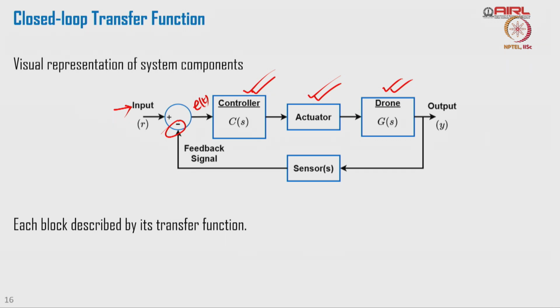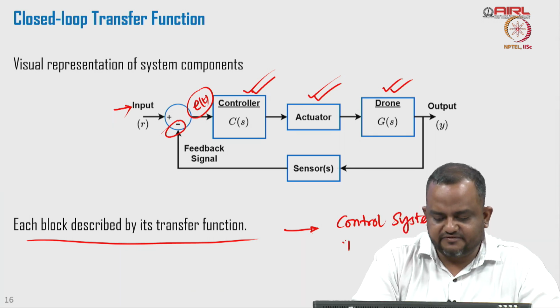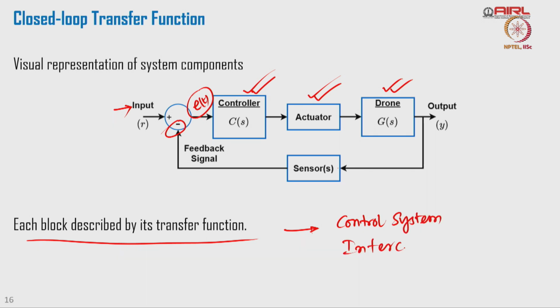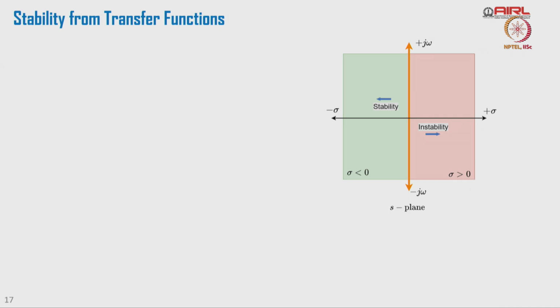Again, we will check the sensor data, we will feedback, we will check the error, and accordingly the controller will try to give a shape to the desired response of the system. Each block is described by its transfer function. When we are talking about a control system and we have interconnections of different systems, each and every system will be represented by their individual transfer functions. Fine.